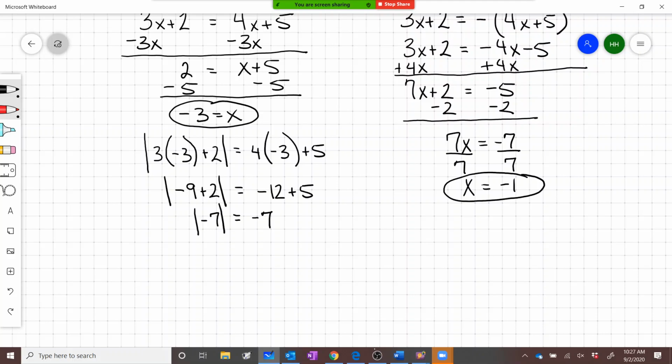Can an absolute value ever be equal to a negative? It can't, can it? So this solution right here is extraneous. It doesn't work. It doesn't work in the original equation. So now we're going to check the other one.